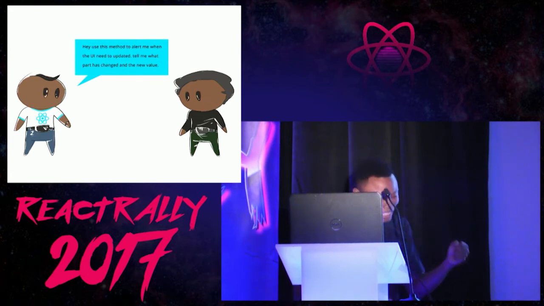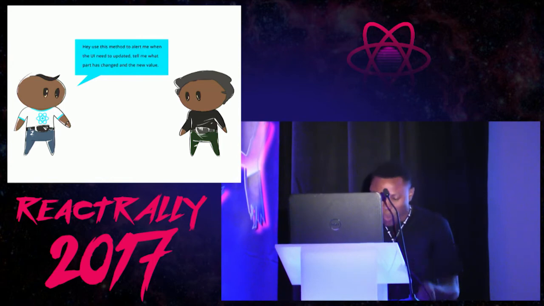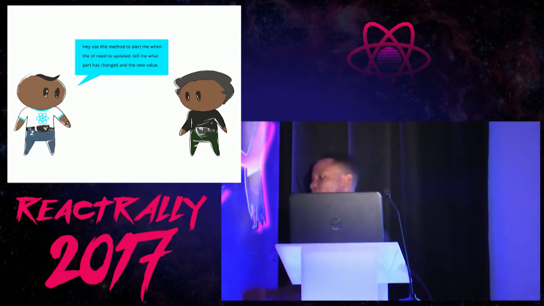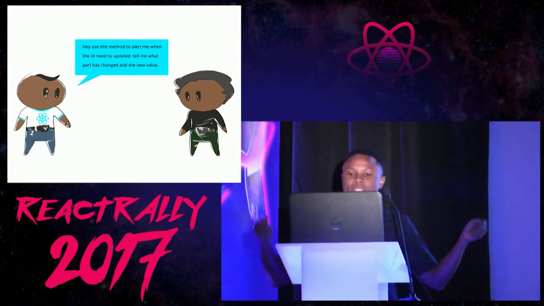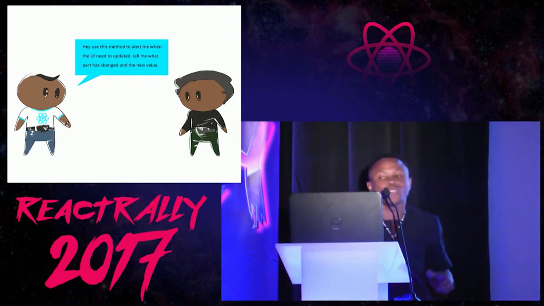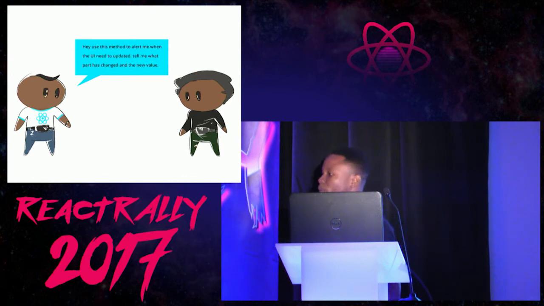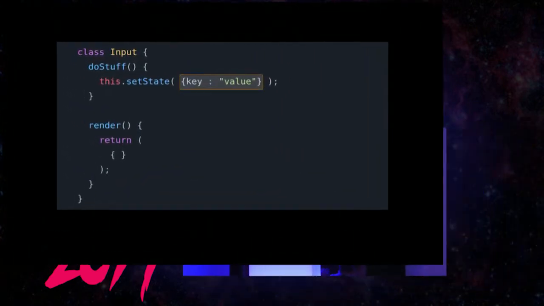It's kind of React telling our component class, hey component, if you feel that the UI needs to be updated, if you feel that this current state you're projecting needs to be updated, use this method to alert me to update the state. And also tell me what part of the state I need to update and what the current value will be. So we pass this information using JavaScript objects, something like this, right?